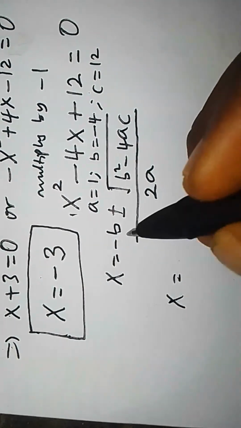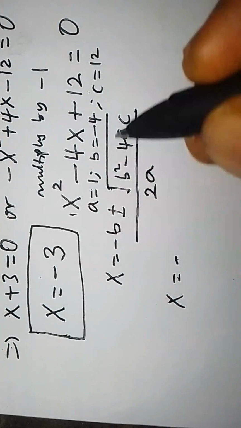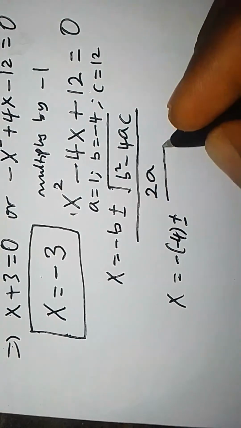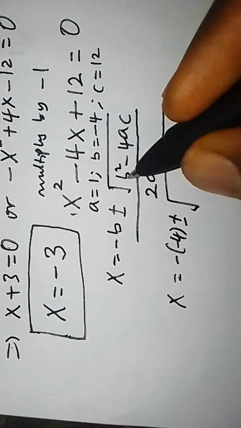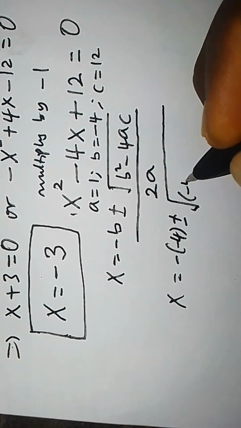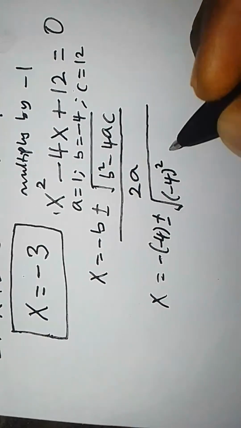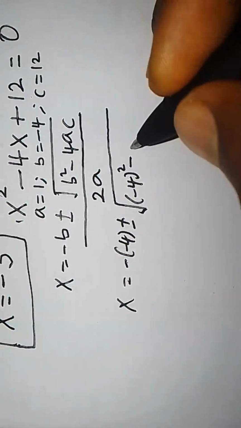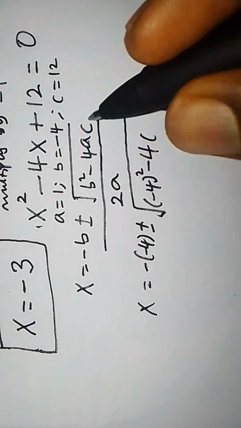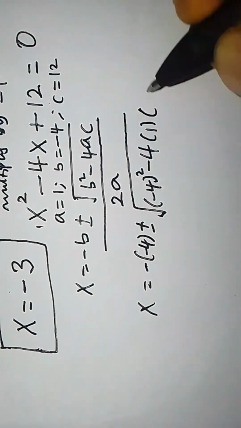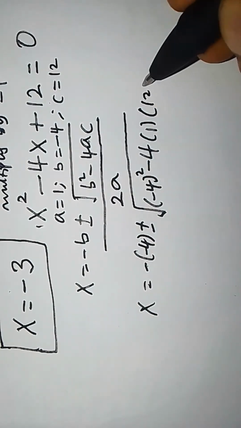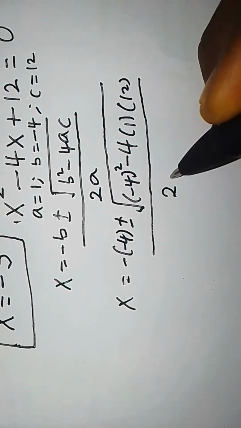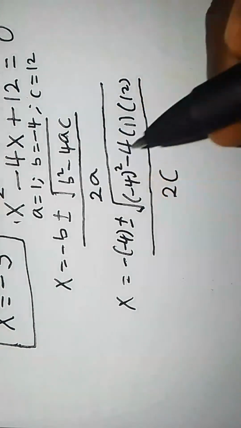X is now equal to minus, what is b? B is negative 4, plus or minus square root of b squared. That will be minus 4 all squared, minus 4 into a, which is simply 1, into c, which is 12. Everything divided by 2 into the value of a, which is 1.